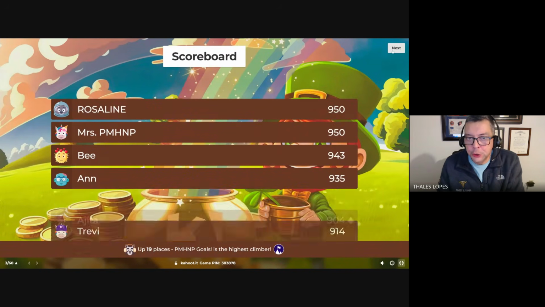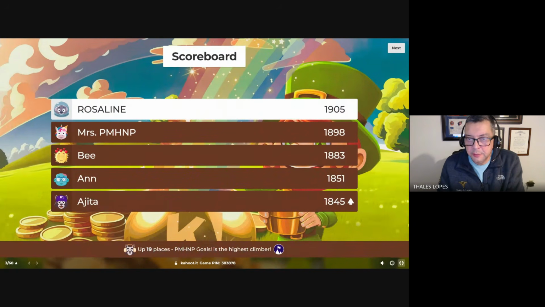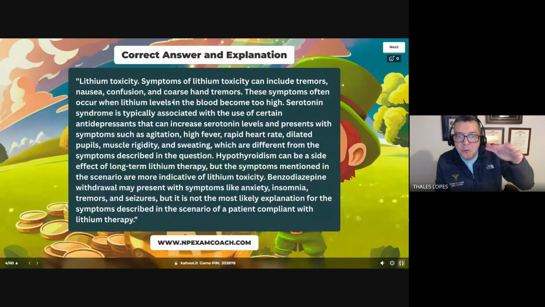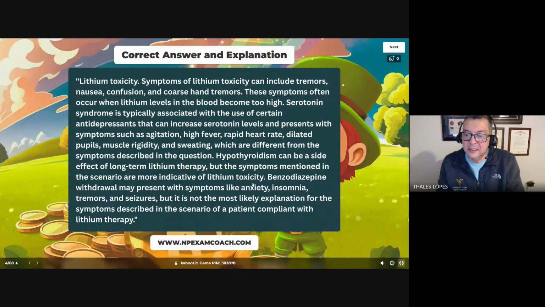If you see coarse hand tremors, that is toxicity. If you see fine hand tremors, then it's more likely to be a side effect. Just know that fine hand tremors, you really can't see. The patient may tell you, but if you can see the hands kind of moving, it's coarse hand tremors. That is high yield for the test. It is something that they always ask.